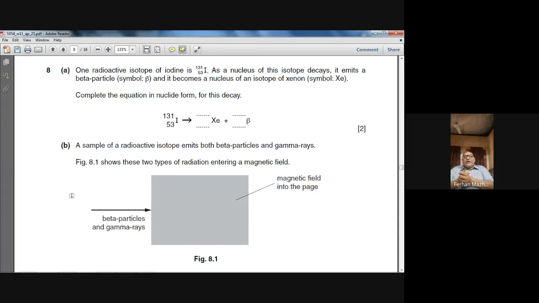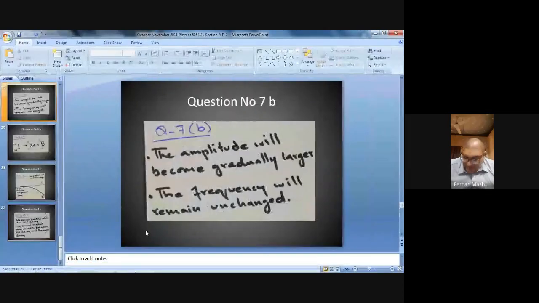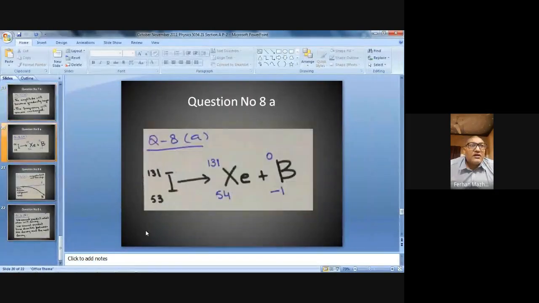And for the beta particle, downstairs you will write -1, and on the top, you will write 0. I have written this equation. It's a 2-mark equation, very important, not very difficult.